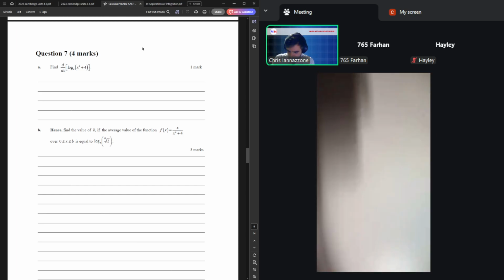Just turn up the brightness on this real quick so it's a bit clearer to see.